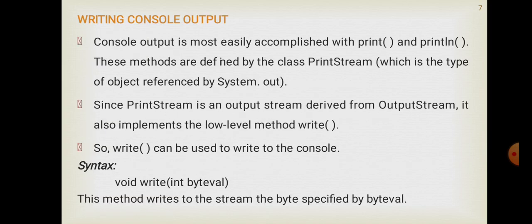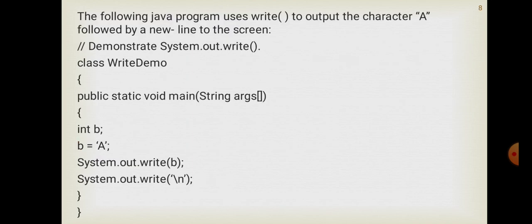Then writing on console output. For writing on the console output, we are using the print and println functions. Since PrintStream is an output stream derived from OutputStream, it also implements the lower level method write(). So write can be used to write to the console. The syntax is write(int byteval).